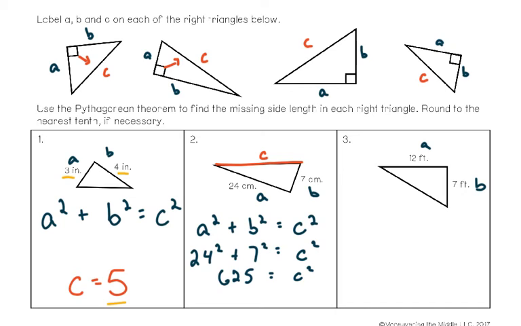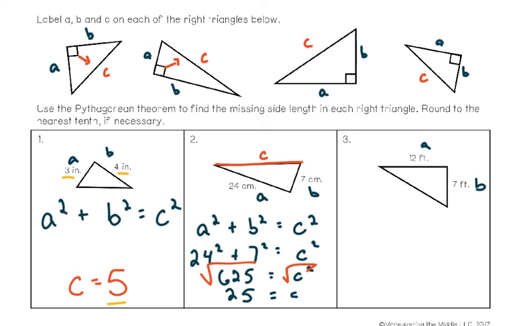If I want to know what just C is, I need to do the opposite of squared. The opposite of squared is to take the square root, and you want to take the square root of both sides. That cancels out that squared on this side, so C equals the square root of 625, which is 25.